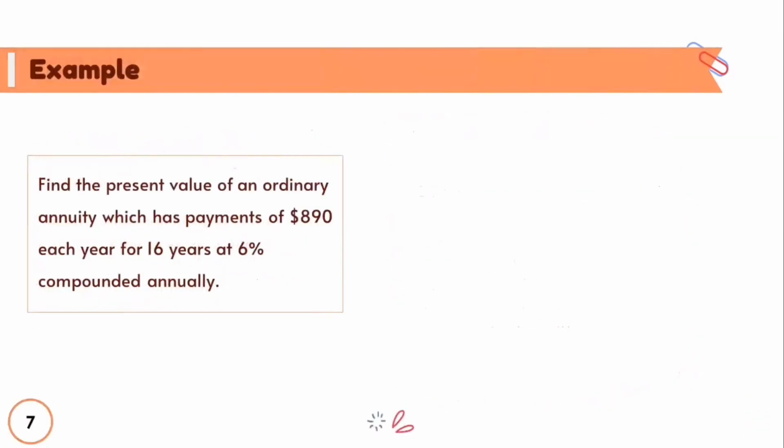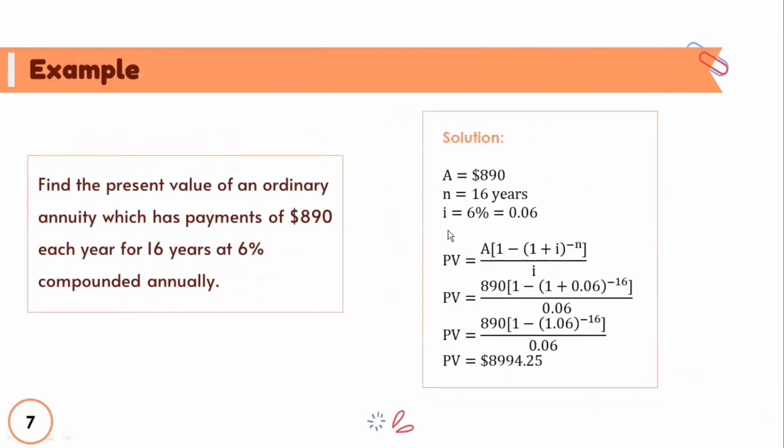The example to find the present value of an ordinary annuity. We have to substitute this information to this formula, so we get the present value of an ordinary annuity is like this.